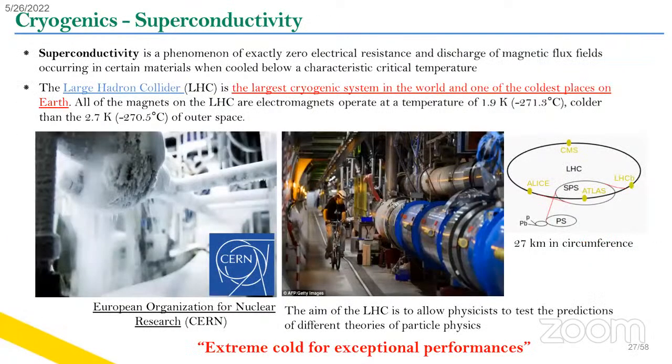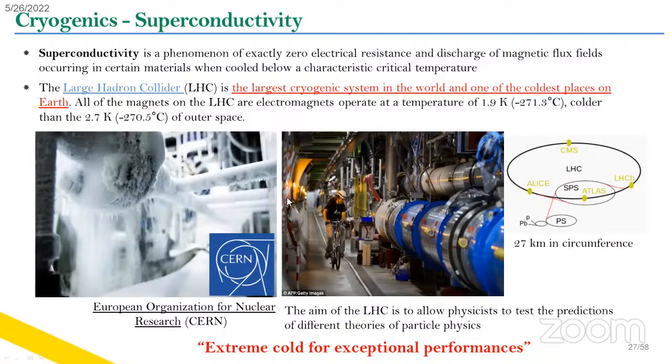And next is superconductivity. This is also one of the applications of cryogenics. Superconductivity is a phenomenon of exactly zero electrical resistance. This is one of the examples where we use superconductivity. It is zero electrical resistance and expulsion of the electromagnetic field occurring in certain materials when cooled below a critical temperature.